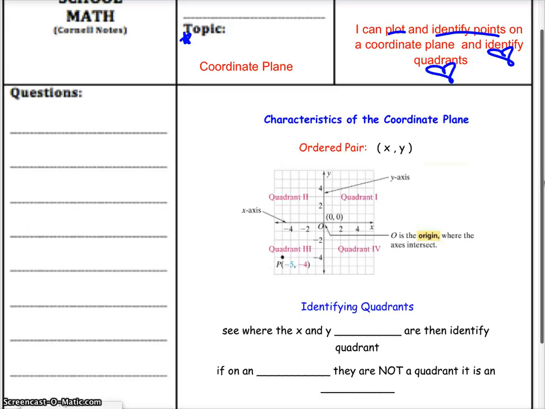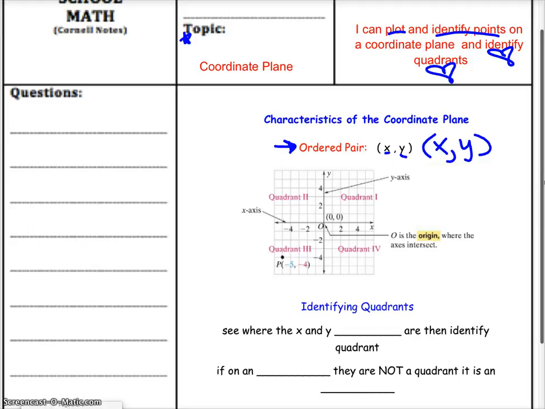Every coordinate plane, the purpose of them is to represent some ordered pairs. An ordered pair is always represented as an X and then a Y. It's always separated with parentheses. You always do the X, write a comma, your Y. You must do that. It's the common language of all mathematics. When you're representing an ordered pair, which is a point on the coordinate plane, you have to have an X and a Y.